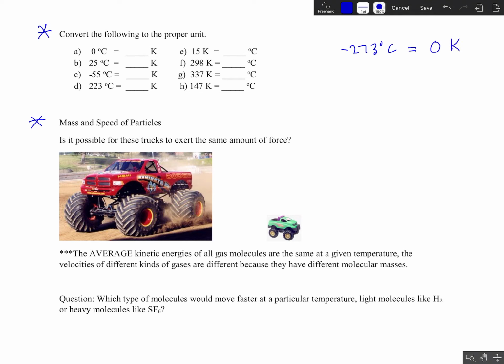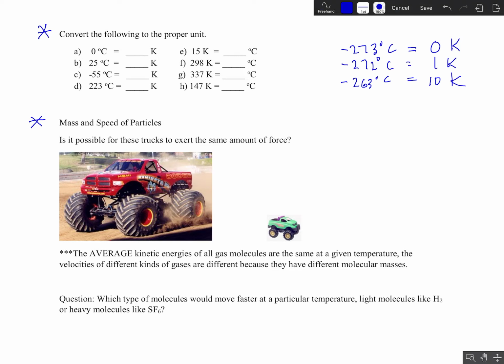Now, if we got 1 degree warmer than that temperature, so from negative 273 to negative 272 degrees Celsius, we would call that 1 Kelvin. And once again, this is just a review for you. Let's say we were 10 degrees warmer, and so that'd be negative 263 degrees Celsius. We would call that 10 Kelvin, and so on and so on and so on.